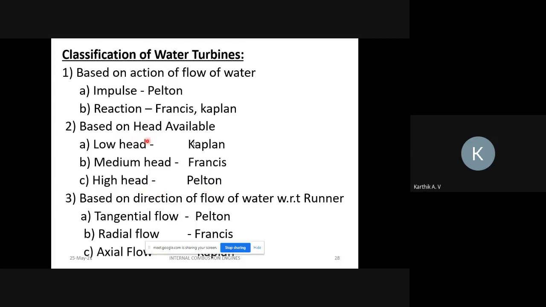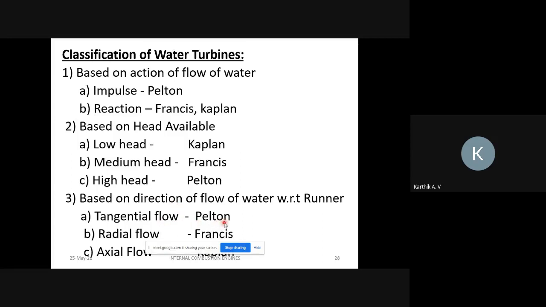Okay, so it is classified into three types: low head, medium head, as well as high head turbine. Next, based on the direction of the flow of water with respect to the runner, there is the tangential flow turbine. Tangential flow turbine is nothing but water flowing in the tangential direction to the circumference of the runner circle.